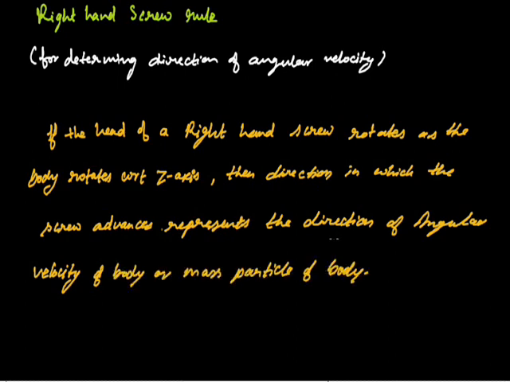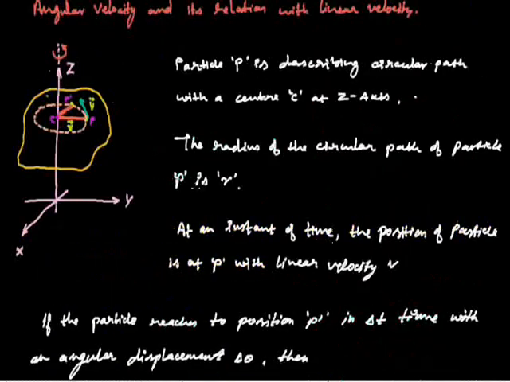As we have seen in the figure given above, the particle is rotating with respect to the z axis in the anti-clockwise direction. It means if the screw is moved such that its direction of rotation is as shown in the figure, in that case the direction of the angular velocity for that mass particle or for that body will be the positive direction of the z axis.